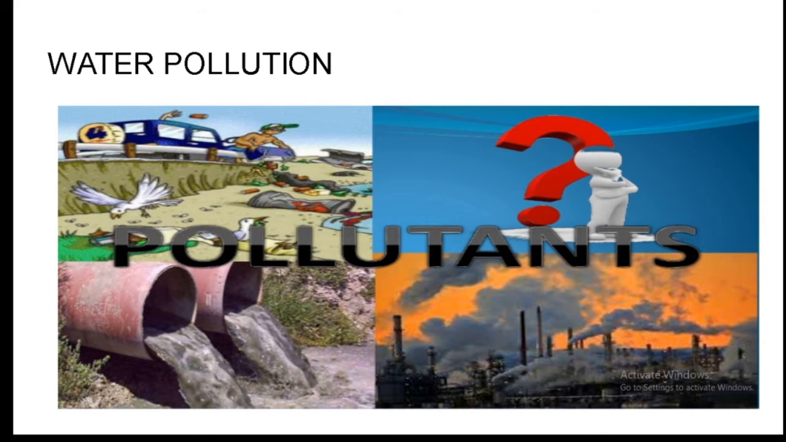Next is water pollution. Water pollution is the contamination of water by foreign substances or agents which alter its quality and characteristics. The major reason for water pollution is human activities. And the major sources of water pollution include domestic waste from urban and rural areas, industrial effluents, and agricultural runoff water, which are discharged into our natural water bodies like rivers, lakes, ponds, etc.